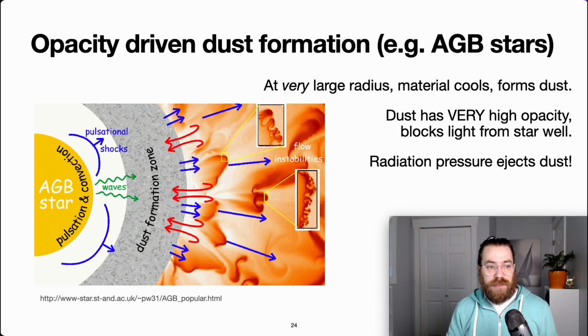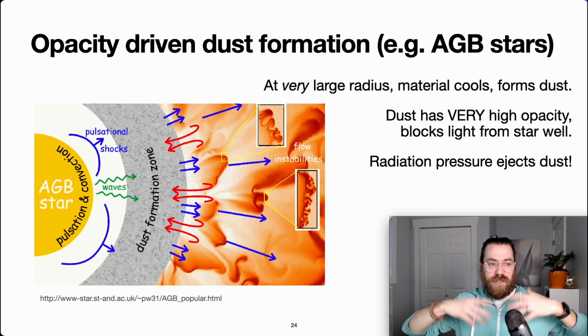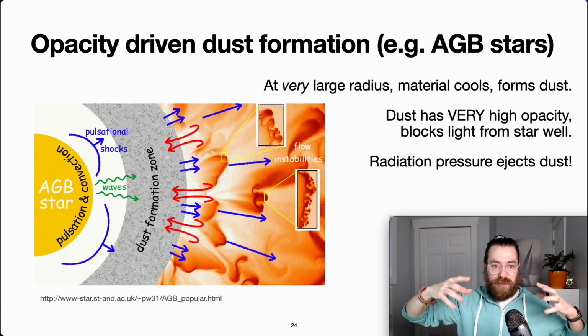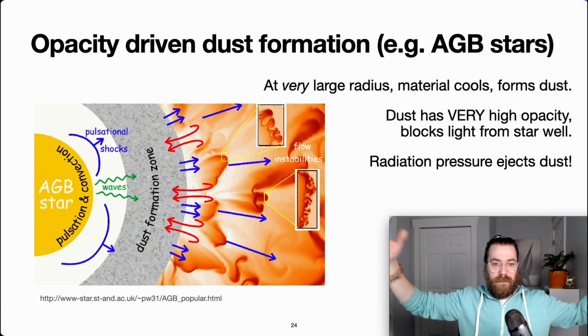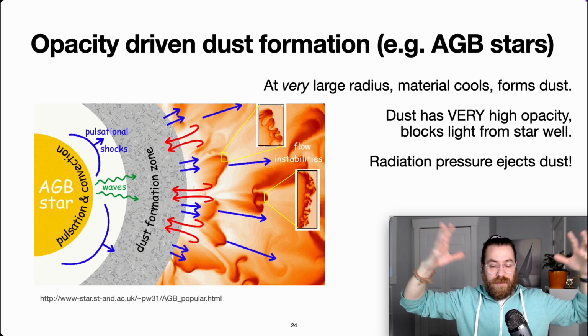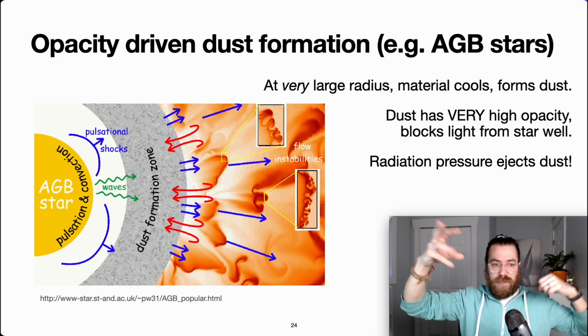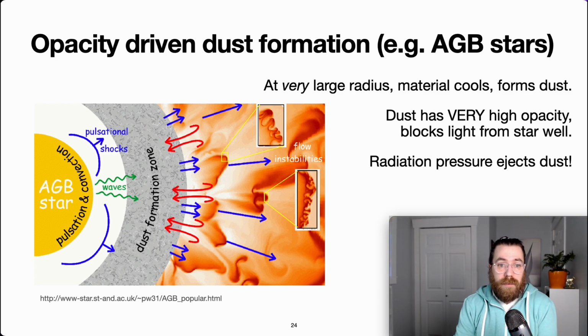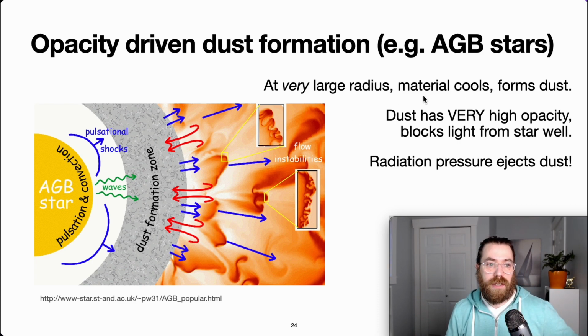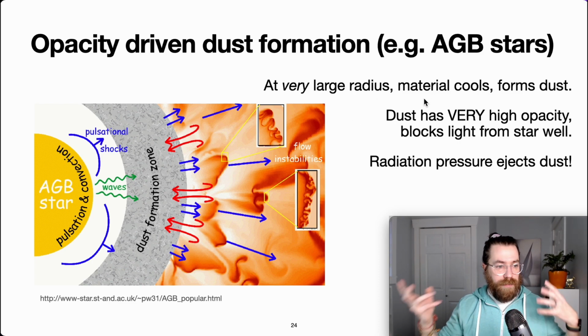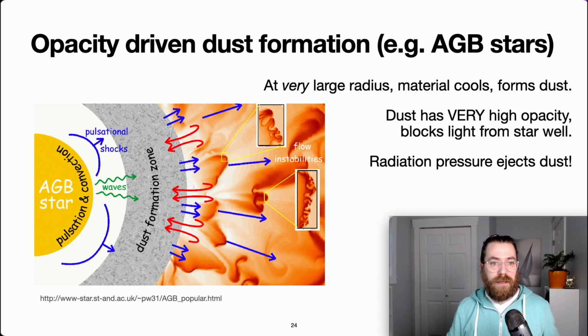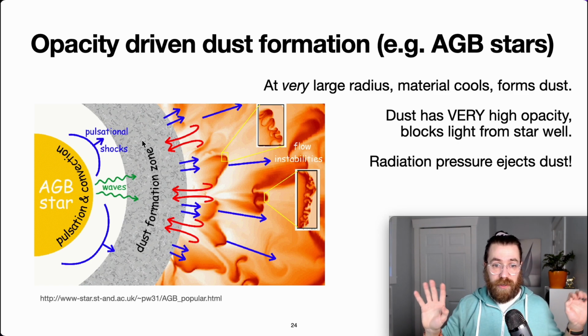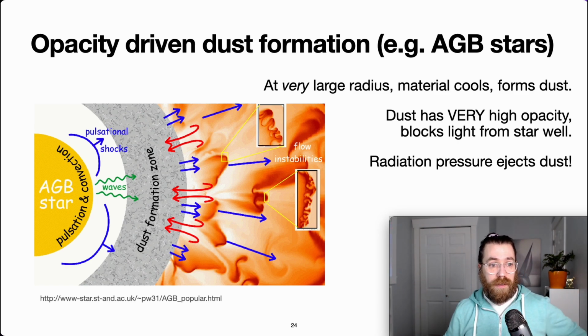So not only do these asymptotic giant branch stars have pulsation and convection that can throw material off, but you also can get these dust shells that can come launching off, sometimes in shells and rings, but also just in clumps. And so you get this really clumpy ejecta. There is a bunch of study about what kind of complex material can come off of, especially AGB stars, due to radiation pressure and opacity driving dust wind. That's really cool.